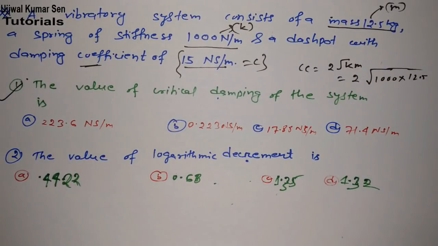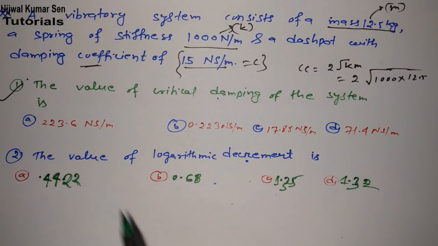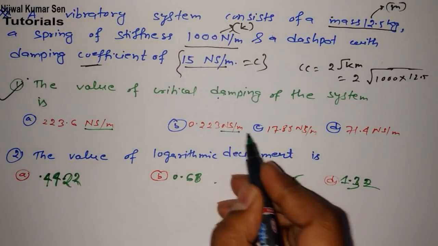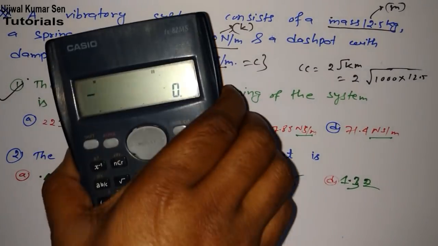Well, before solving this equation, I have to check the units. Now let's check: stiffness is Newton per meter, mass is kg. Both of them are in SI, so I don't have any problem finding its unit, because the given unit of critical damping is also in SI unit, right? So we will not face any problem related to units. So what we require right now, can you guess? Yeah, calculator, absolutely right.